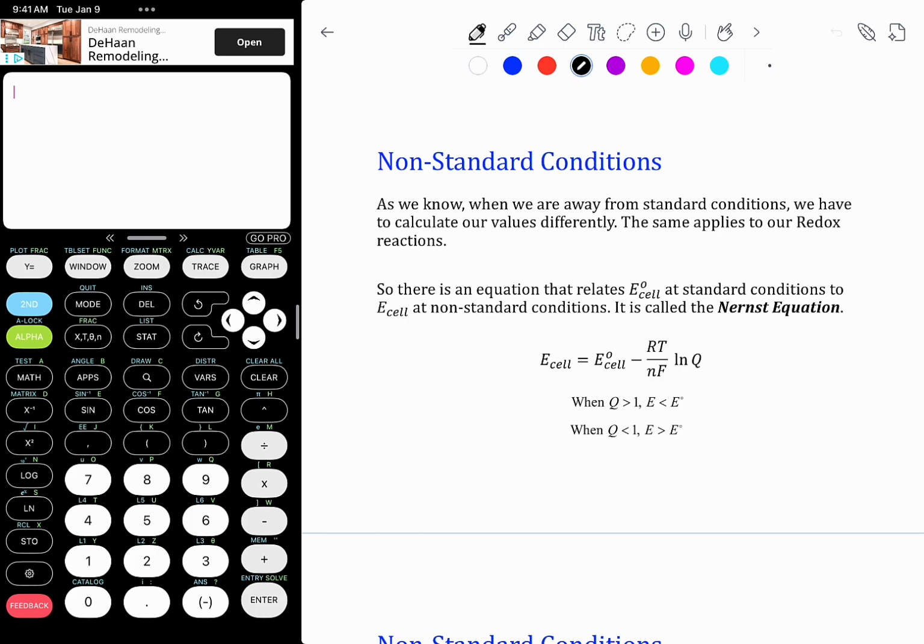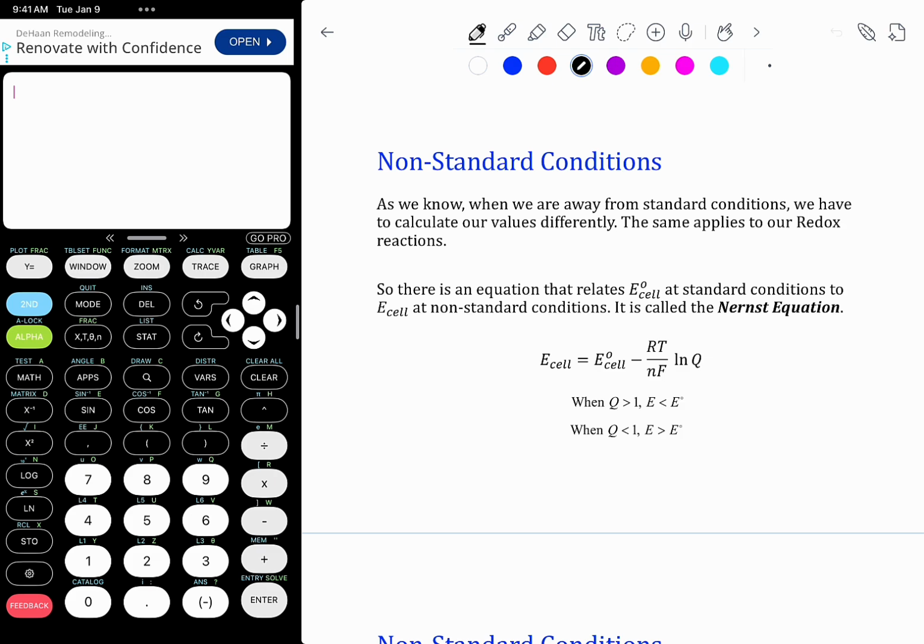We said if it has that little naught symbol, then it's going to be standard. But if it does not, then it's non-standard, and we have to account for that differently. We have to offset that value by some amount that accounts for that non-standard condition. So the same is going to apply to our redox reactions, to our voltaic cells, and to our electrochemical reactions. And so we are going to explore a different way for calculating E cell.